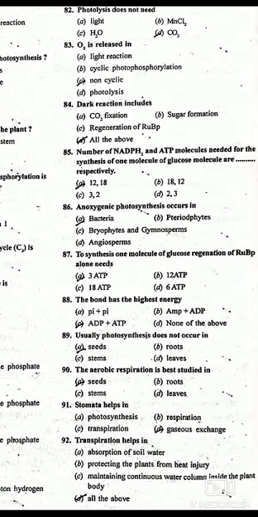Next question. 82. Photolysis does not need option D, CO2. 83. Oxygen is released in option C, non-cyclic. 84. Dark reaction includes all the above: CO2 fixation, sugar formation and regeneration of ribulose bisphosphate. 85. Number of NADPH2 and ATP molecules needed for the synthesis of one molecule of glucose are respectively 12 and 18. 86. Anoxygenic photosynthesis occurs in bacteria. Option A. 87. To synthesize one molecule of glucose, regeneration of ribulose bisphosphate only needs 3 ATP. Option A.